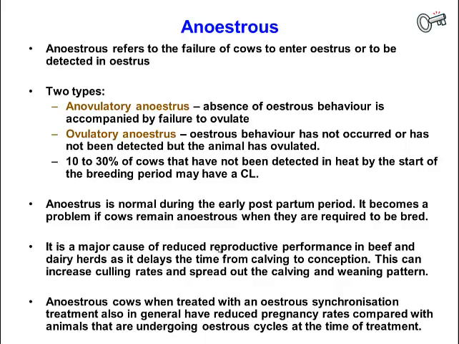Some anestrus cows can be treated with hormonal treatments, and they can be forced to ovulate. The disadvantage of this is that even if they're forced to ovulate, they'll usually have lower pregnancy rates than cows that are actually cycling and forced to ovulate with an estrus synchronization program. So anestrus is a major economic problem to most beef and dairy herd owners.